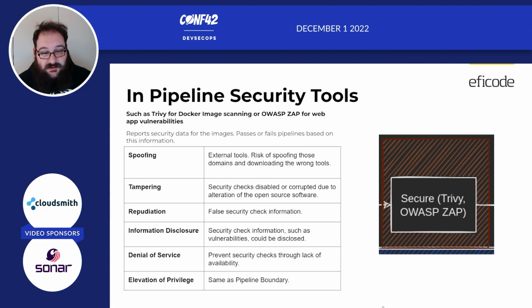Information disclosure, it's again more about the IPR here. Denial of service to prevent security checks. And then you basically force the idea of, should we do the security check if we can't? Or should we skip it? Or should we pause the deployment?